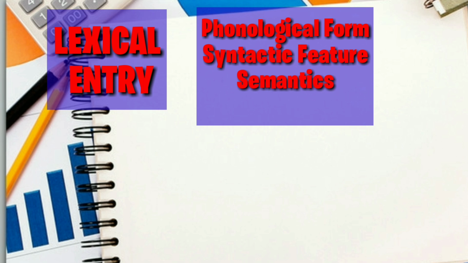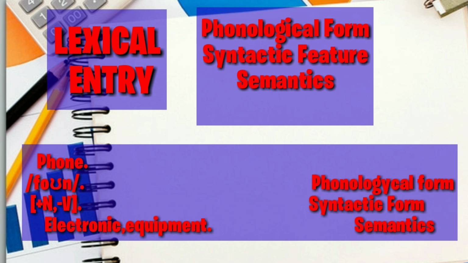Next is lexical entry. We need 3 things to make a lexical entry. The first, phonological form, then syntactic feature, and then semantics. You can see the example, the word phone. For phonological form, we can see the transcription of the word phone, which is how to pronounce it. And then syntactic feature: the word phone can be a noun or a verb. So phone here is a noun, not a verb. And then for semantics, or the meaning, phone is electronic equipment.